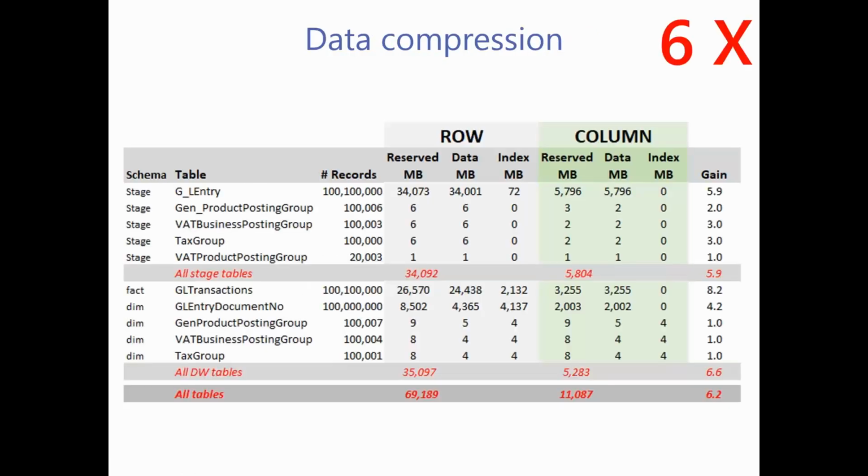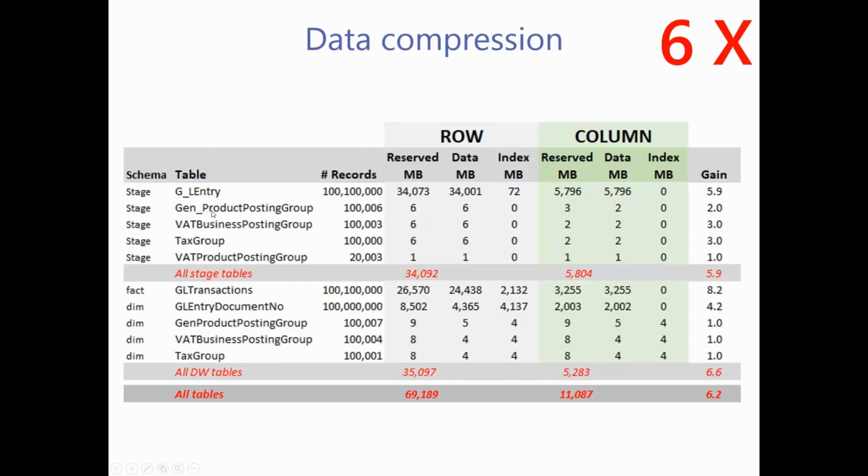Now let's see the data compression. When we are looking into our data warehouse, and we have a staging table, we have dimension and fact table, we have information about the row store, and 100 million rows will take 34 GB of disk space, and most of the data are in the data area, very little indexing here. Now the same data compressed will take 6 times less space, and is going to take less than 6 GB.